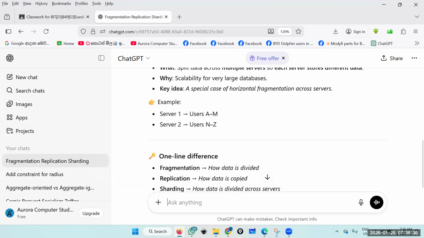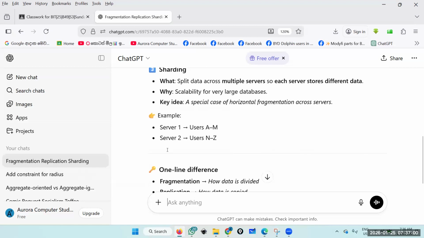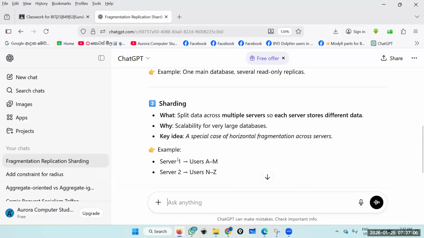A special case of horizontal fragmentation across servers: server 1 uses A to M, server 2 uses N to Z. And you can see that still this is a special case of fragmentation. So then someone will ask, why do we need another name for that? Yes, you can see ChatGPT's answer is also not very conclusive, right? Of course, now if you want, you can challenge ChatGPT.